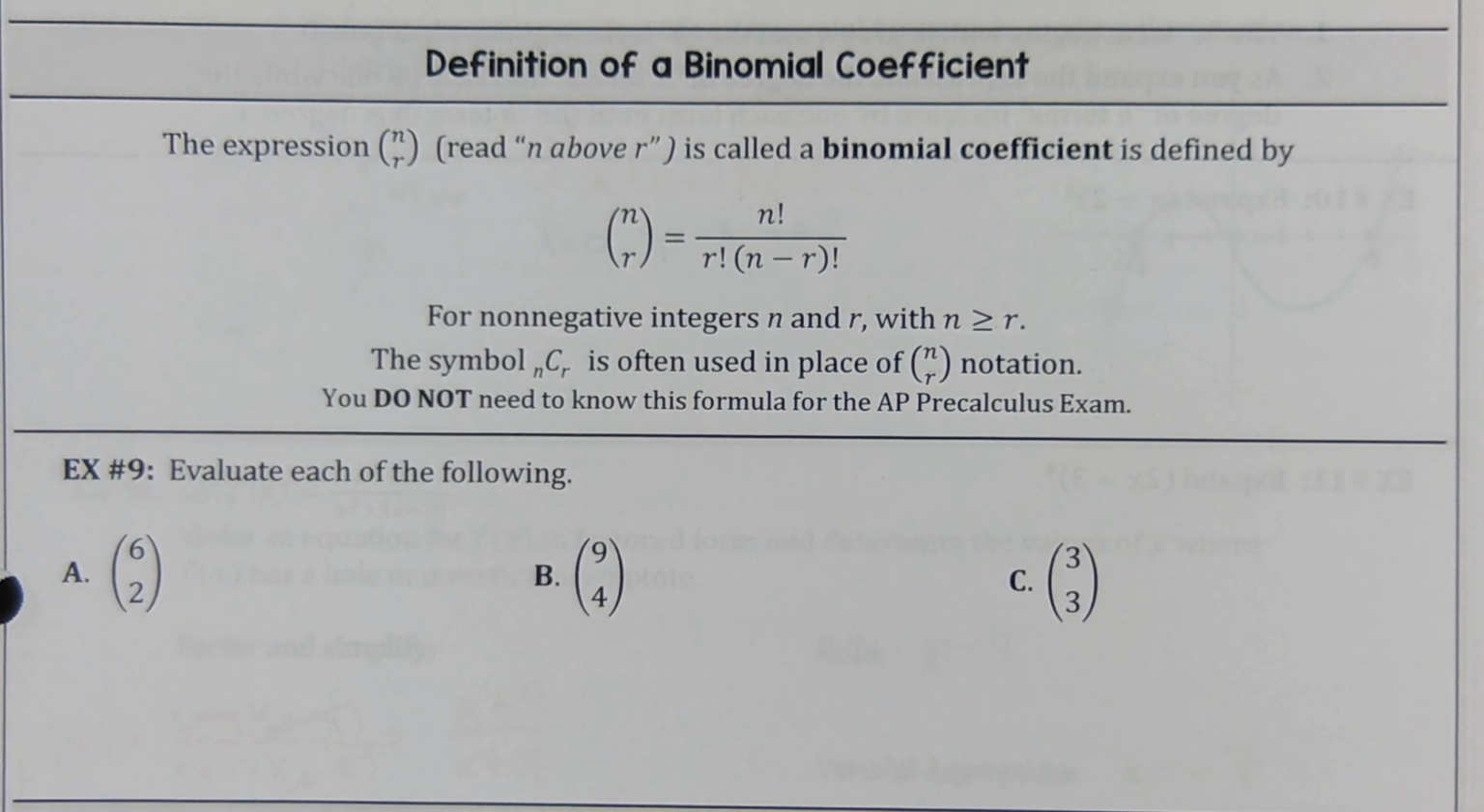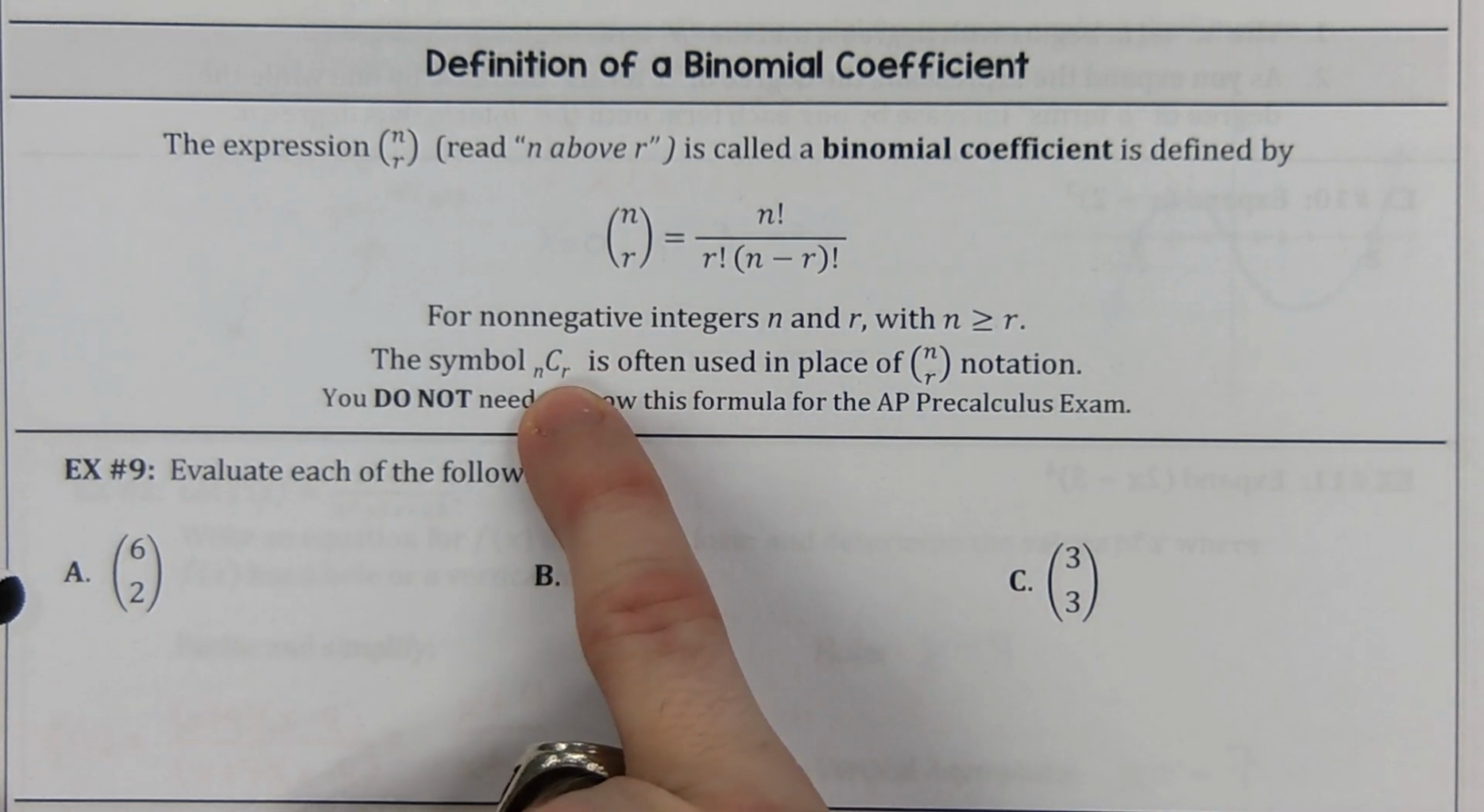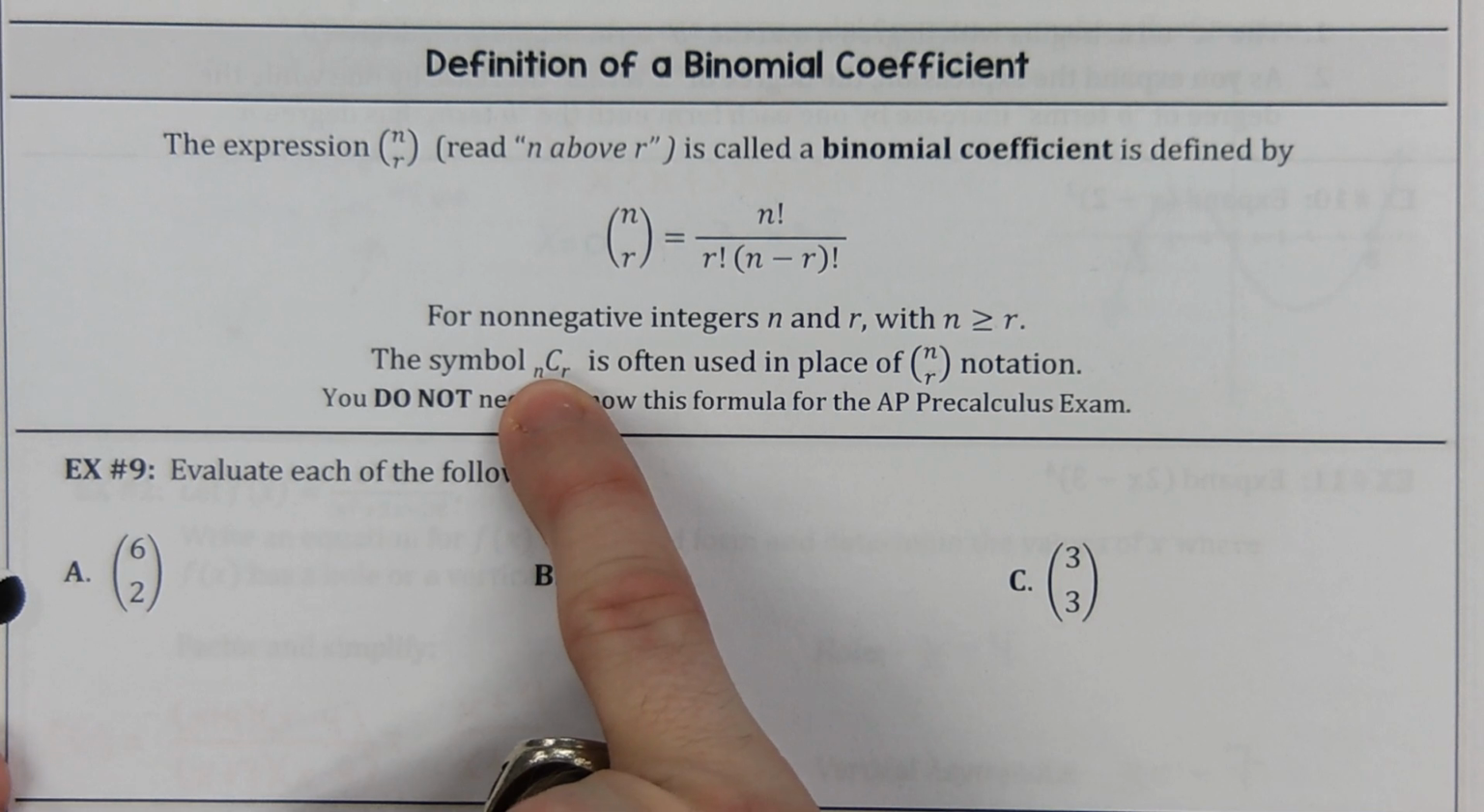I couldn't say out of a group of 3, how many different ways could I pick 4 people? Well, that's not possible. But I could say out of a group of 4, how many ways could I pick 3 people? This is another way of writing it: nCr. In fact, this is how your calculator writes it.